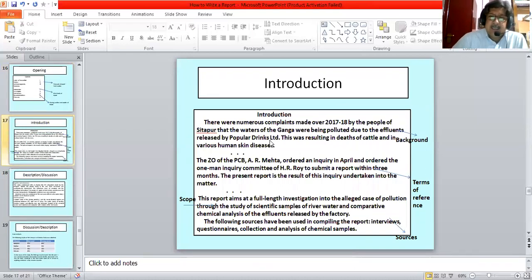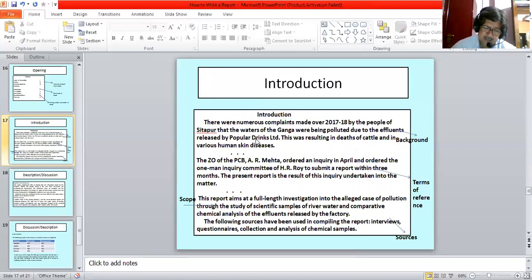Now, there are various things that we contain in the introduction. So there are some excerpts from an introduction over here, because an introduction cannot really be so short. It is several pages long, as a matter of fact. So various things. First of all, you will notice that it gives us the background to the problem. There were numerous complaints made over 2 years by the people that the waters of the Ganga were being polluted due to the effluents released by Popular Drinks. So this is causing various diseases and other things. So that is the backdrop. Okay, the background is sketched in.